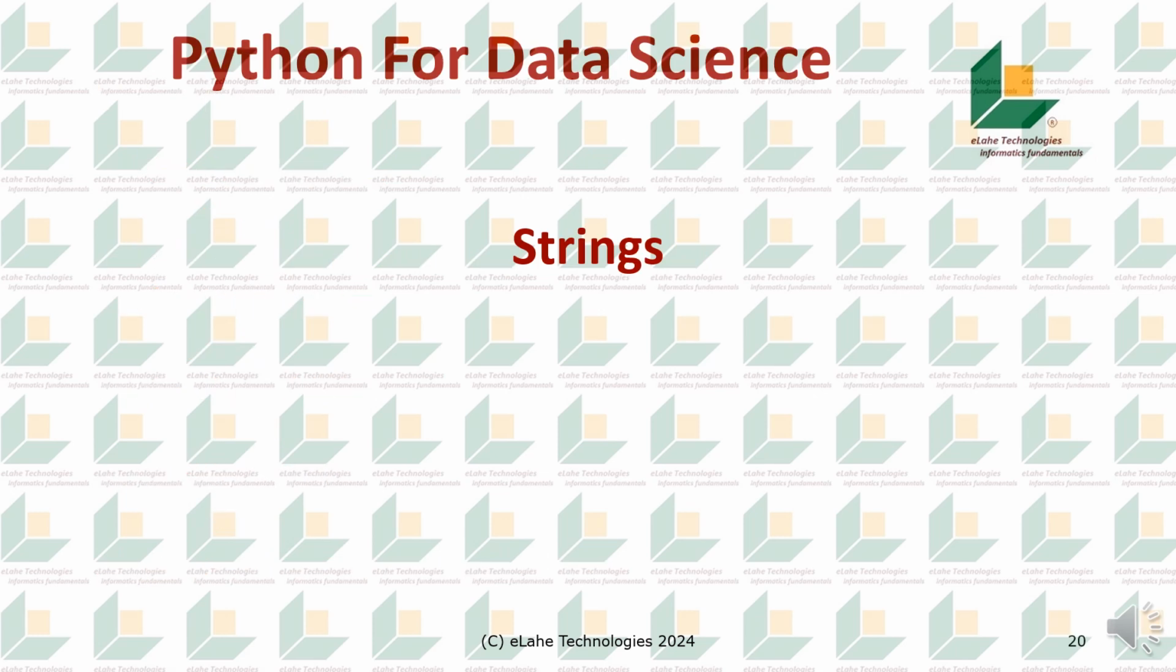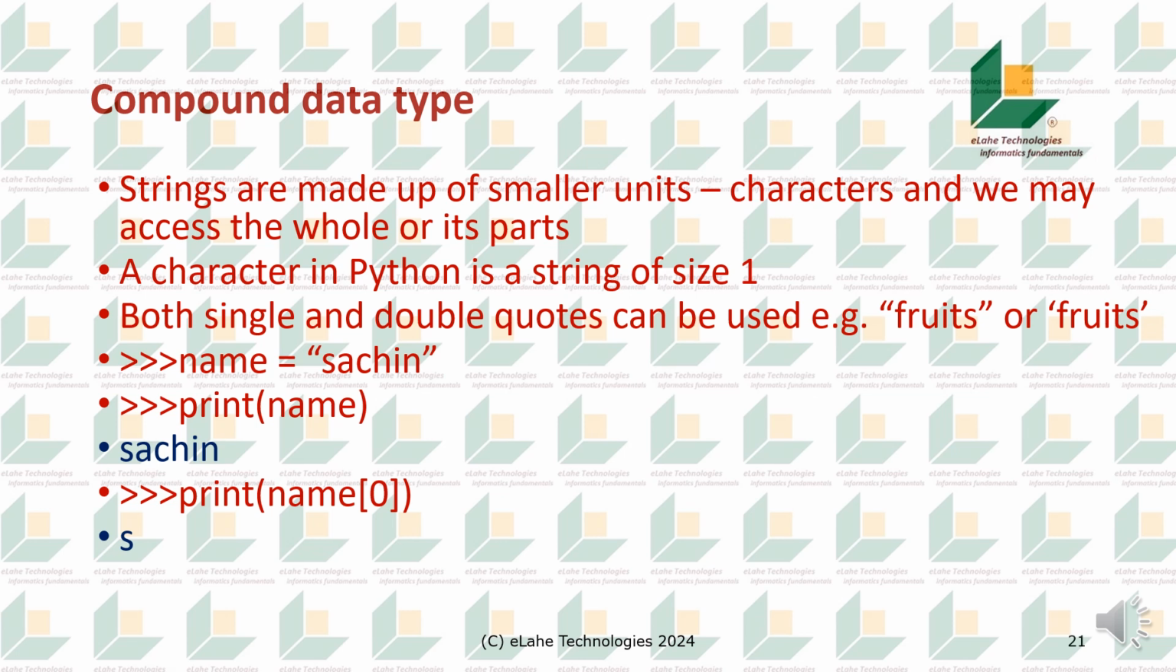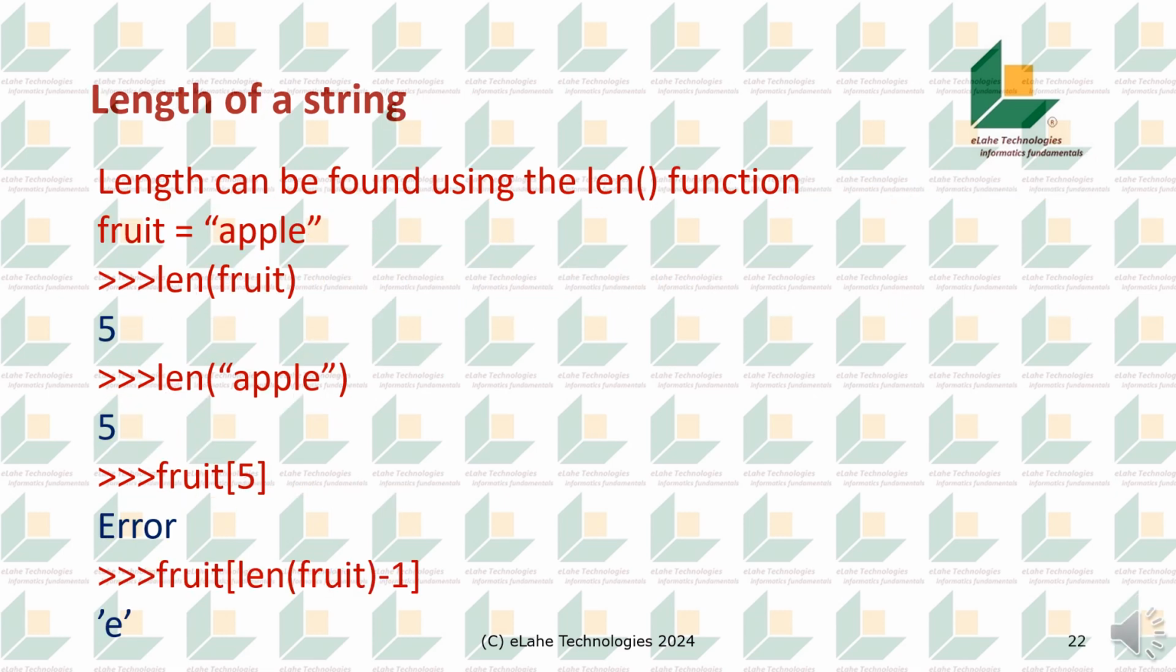Next, we will look at strings in Python. Strings are made up of smaller units, characters, which can be deemed to be strings of size 1. Both single and double quotes can be used to denote strings in Python, as shown in the example. We may access the whole or part of a string. Here we show the usage of the built-in len function to find the length of a string in Python.